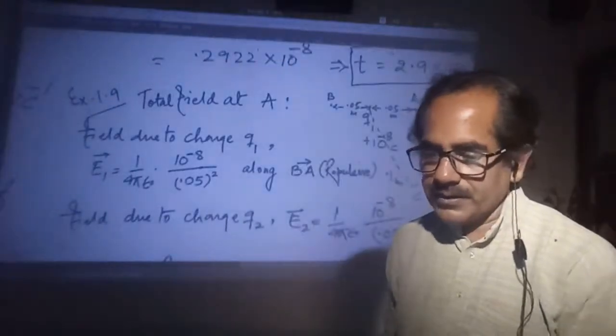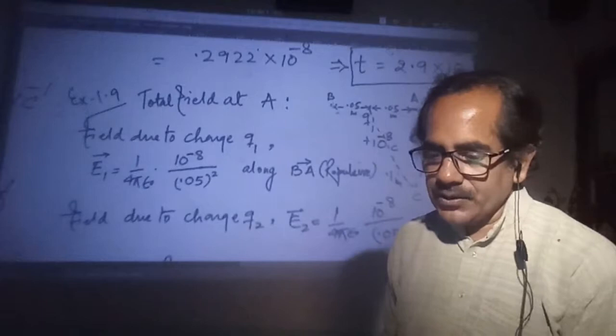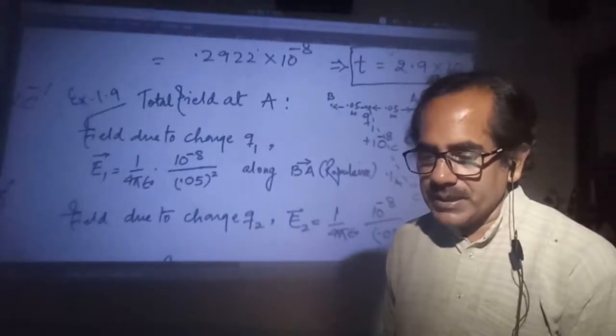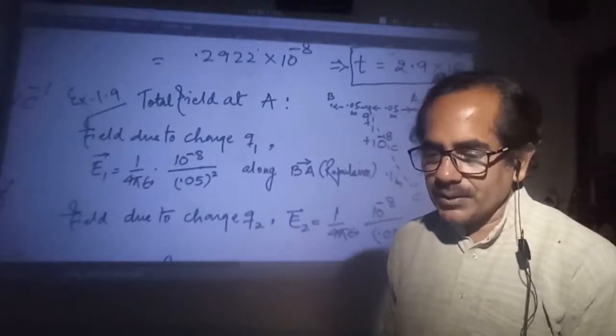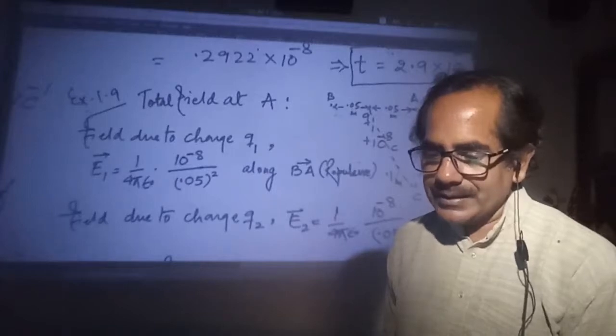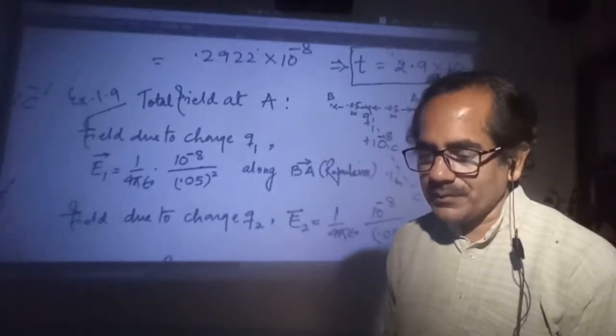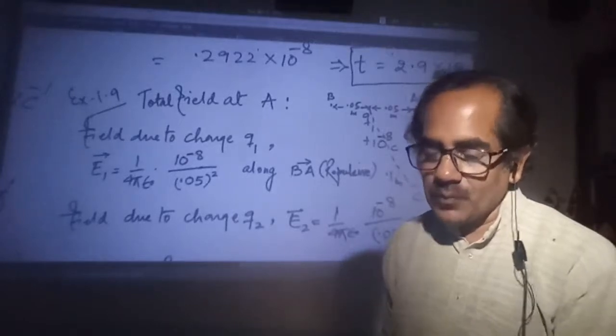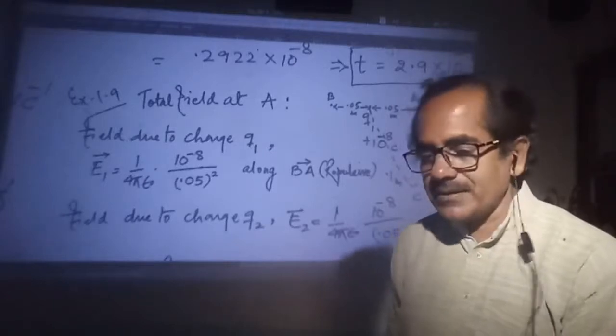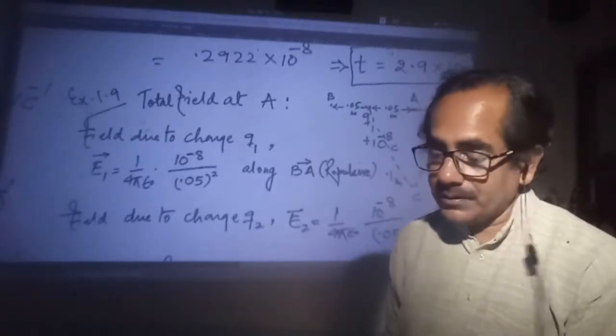We have the figure here, point B is here. So the distance between B and Q1 is 0.05 meter and the distance between B and Q2 is 0.05 plus 0.05 plus 0.05, altogether 0.15. So on this basis the calculations will be done.